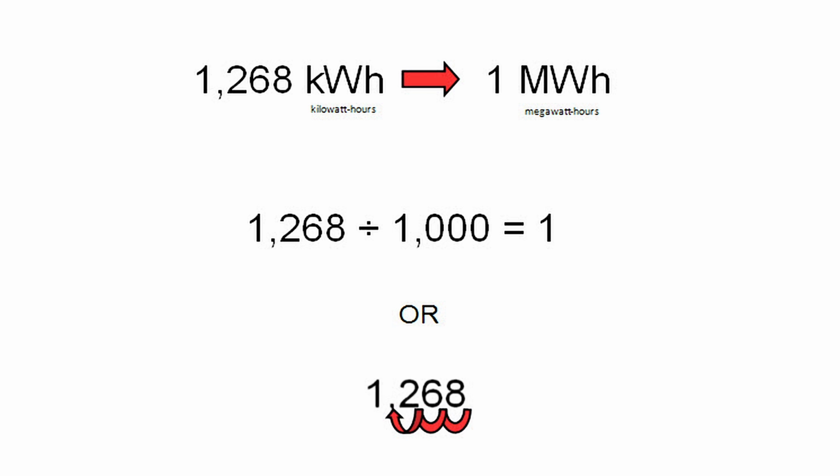Capacity is reported in megawatts and rounded to the nearest thousandth. 1 megawatt is equal to 1,000 kilowatts and can be calculated by dividing kilowatts by 1,000 or moving the decimal 3 places to the left.